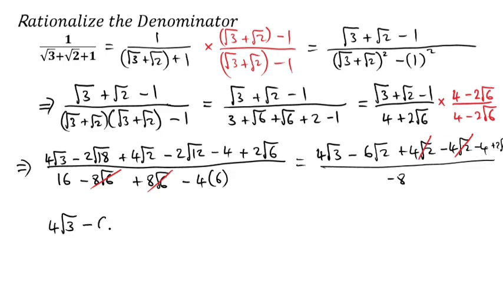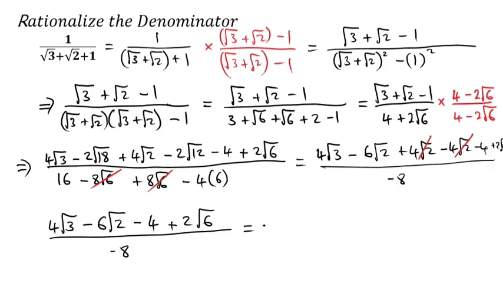I have the 6 root 2. Then minus 4. And the 2 root 6. So these are not like terms. All this is over 8. So if I split the denominator to every numerator term, it will look something like this.